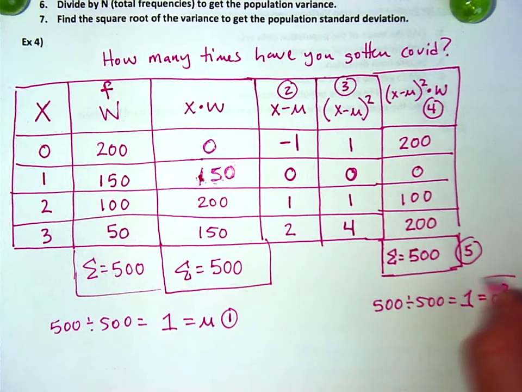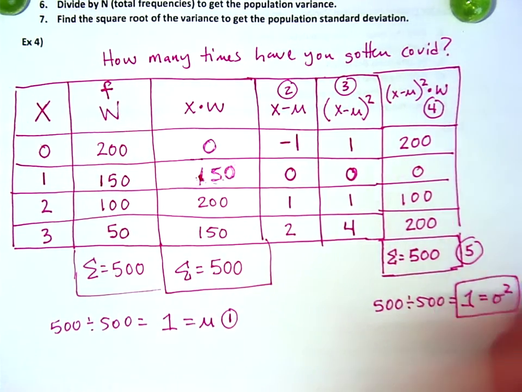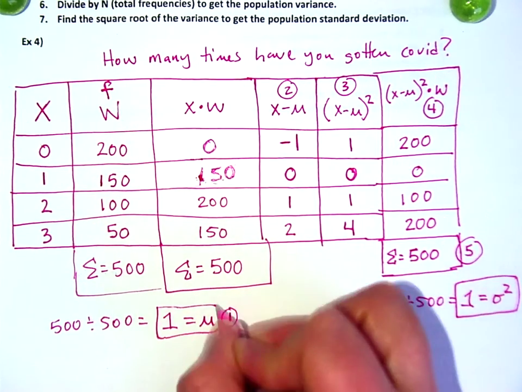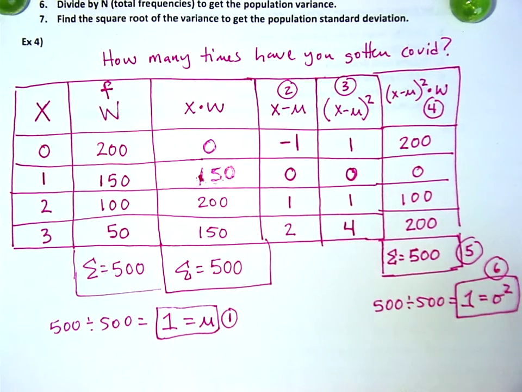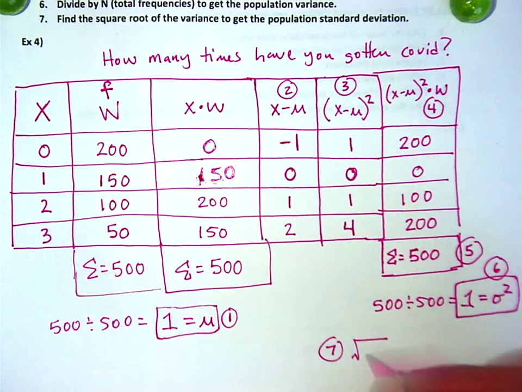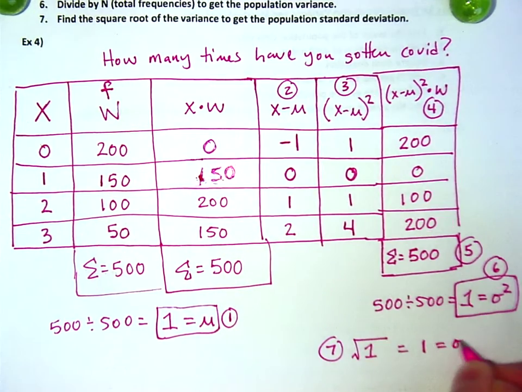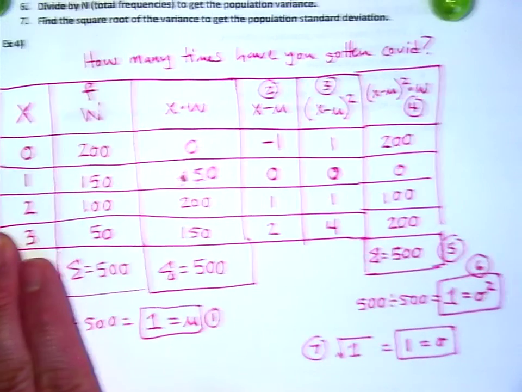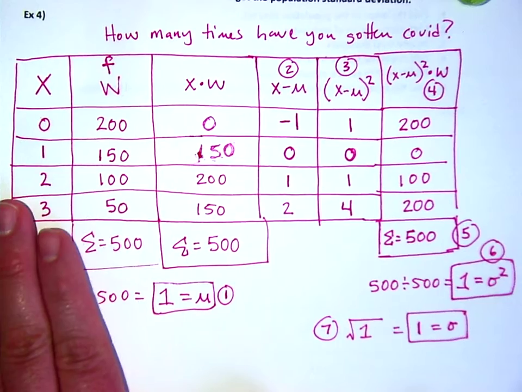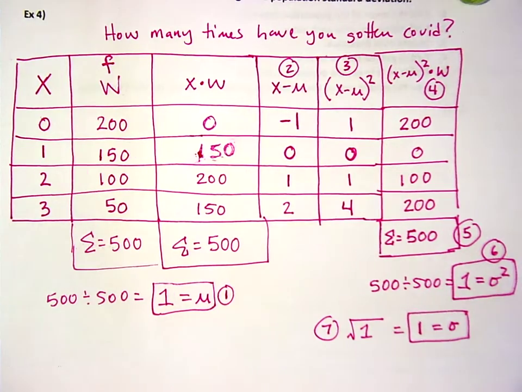That's sigma squared, or the population variance, which is step 6. And then step 7, you take the square root of that, which is still 1. And that gets you the standard deviation. So in this very weird example, the mean is 1, the variance is 1, and the standard deviation is 1.